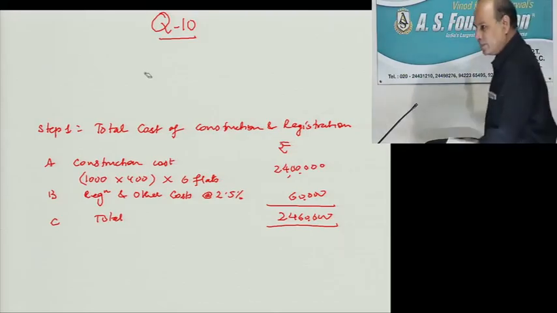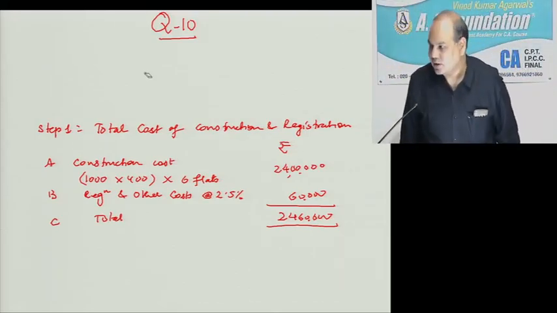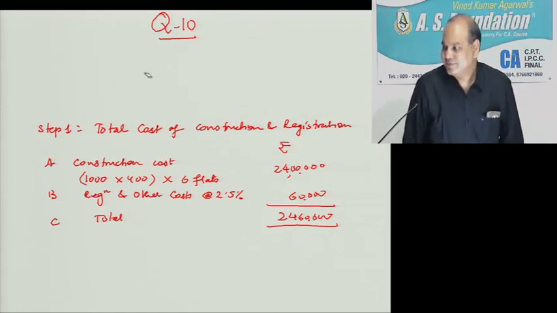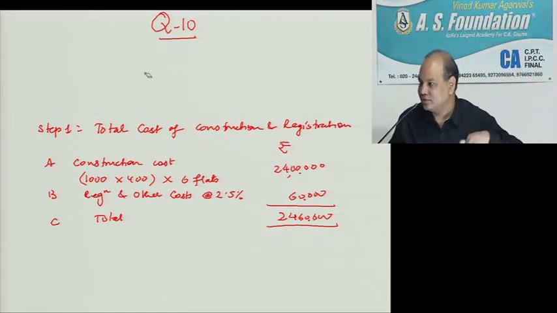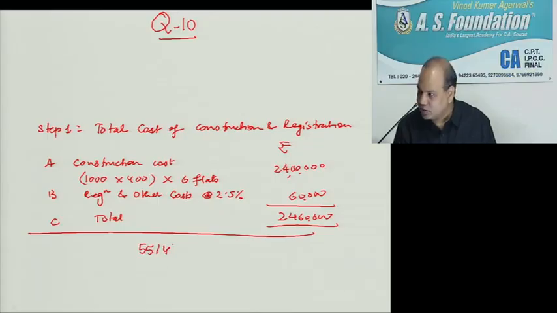Time over. Done? Yes, madam. Kindly express your views. 5,000? Oh, you're quite close. 55141. Just give me the final answer. No explanation required. 5514. 5514 only. 5514.